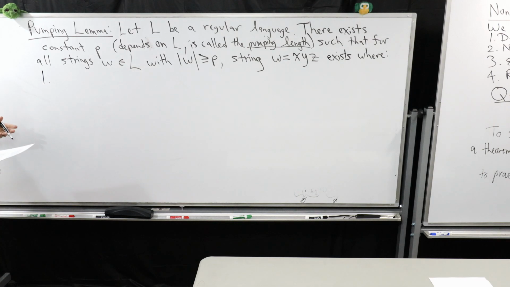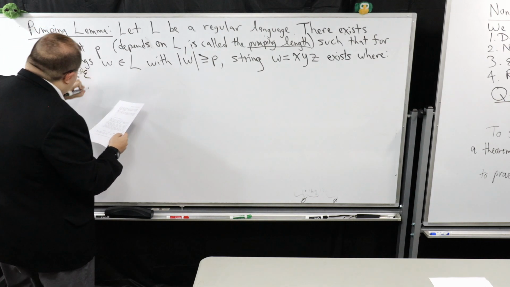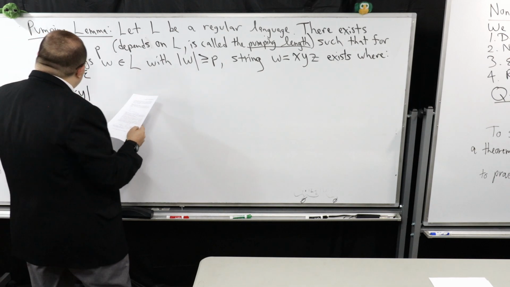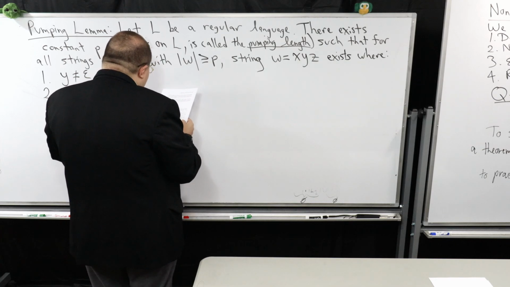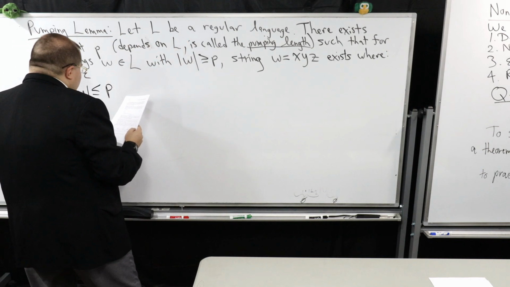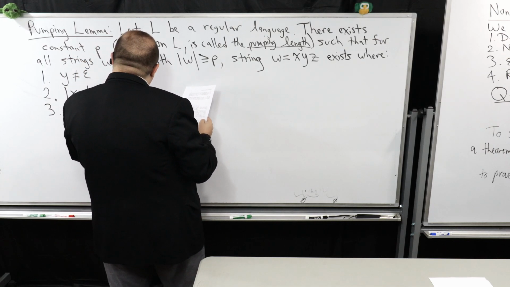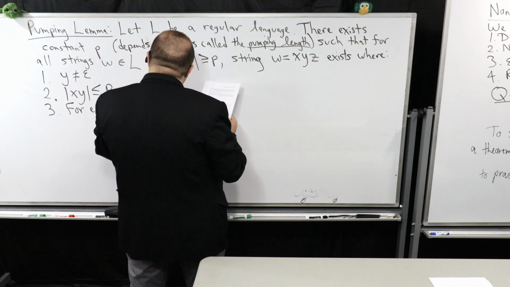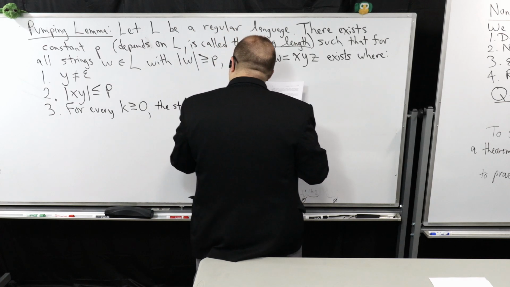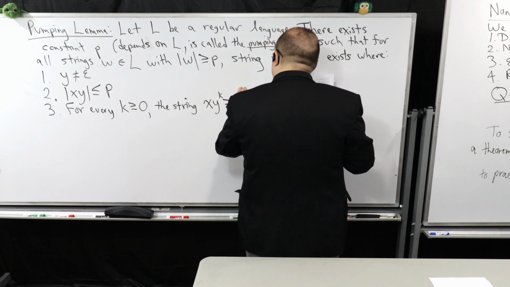So there's going to be these conditions on this W. So first, y is not equal to the empty string. The second condition is that the length of the substring xy, so if I take x and y, can be no longer than the pumping length. And 3, for every integer k greater than or equal to 0, the string x, y raised to the exponent k, z is going to be in the language.